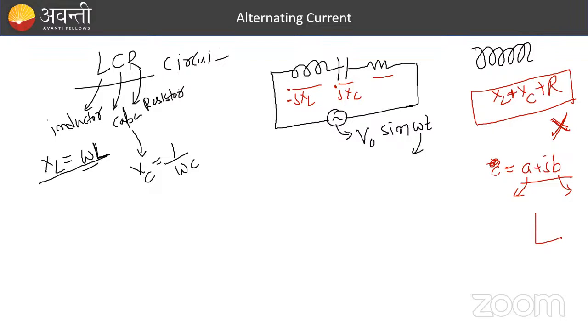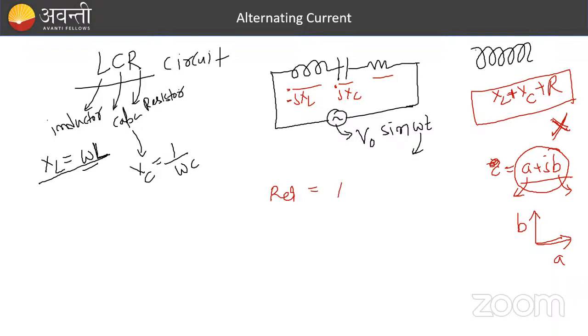So A is basically, if I talk about it like a vector, the component along the x axis, and B is the component along the y axis. In terms of a complex number, this is written as A plus iB. A is the real part, B is the imaginary part. Done.